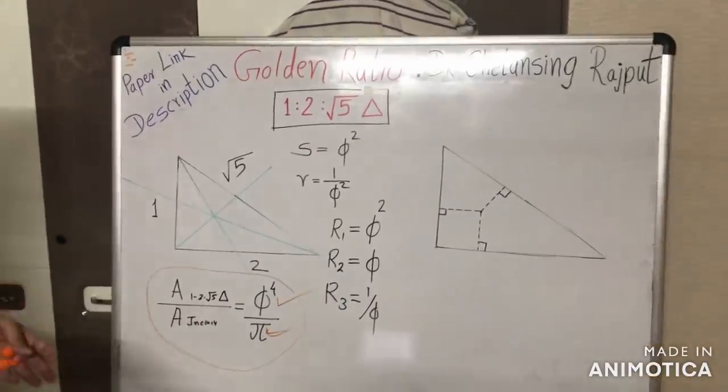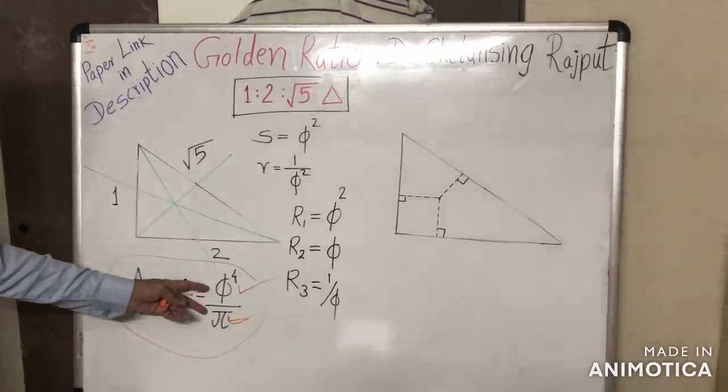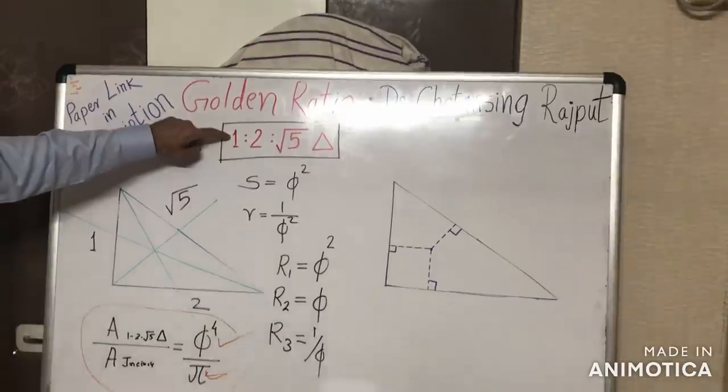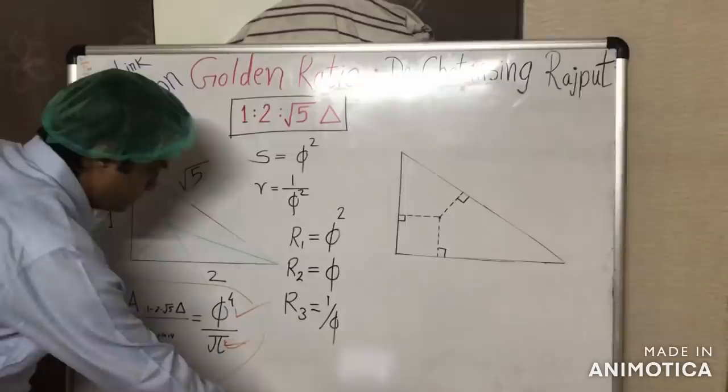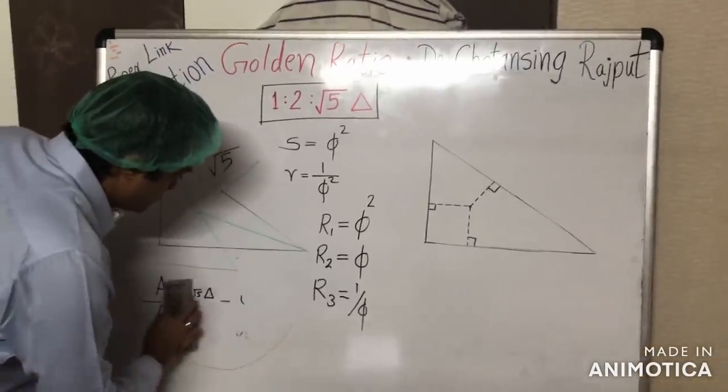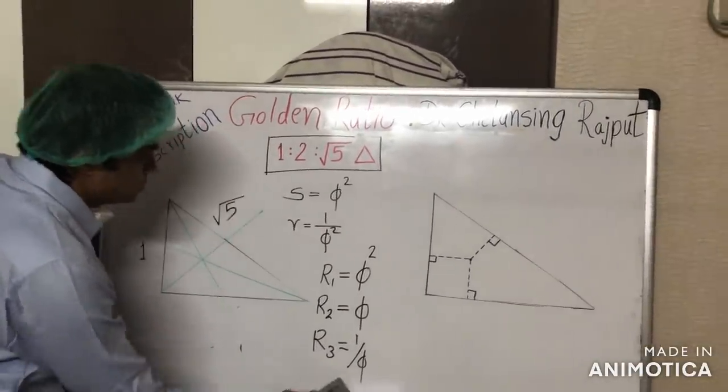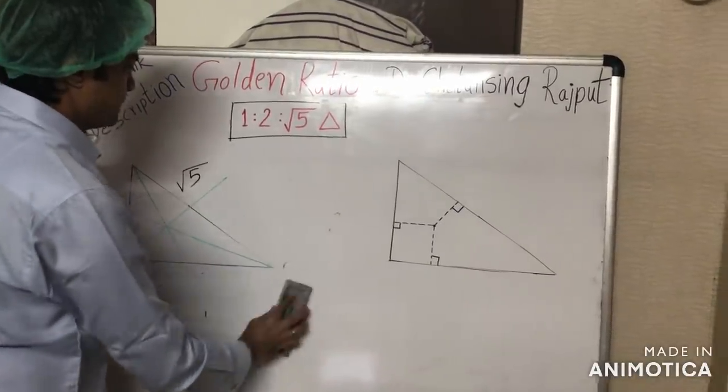We will see the details of this pi-phi correlation based upon this triangle in subsequent parts of the video. So keep watching the video. Here, let us see some other golden aspects of this 1 to root 5 triangle. Like, see here.